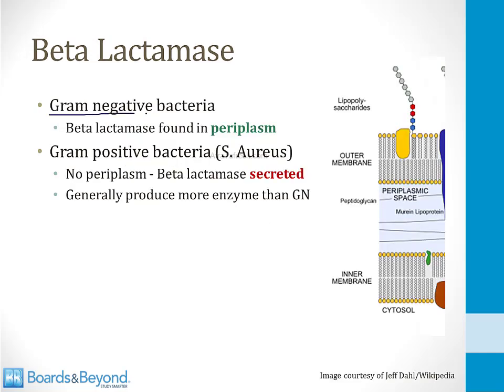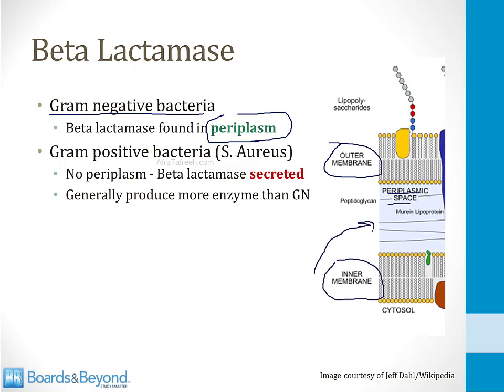In gram-negative bacteria that produce beta-lactamase enzymes, the enzymes can be found in the periplasm. On the right side of the screen is a drawing of the cell wall of a gram-negative bacteria. Recall that gram-negative bugs have an outer membrane followed by a periplasmic space followed by an inner membrane. It is in this periplasmic space or periplasm that you can find beta-lactamase enzymes in gram-negative bacteria. For gram-positive bacteria that produce beta-lactamase enzymes like Staph aureus, there is no periplasm, therefore the enzyme must be secreted into the extracellular space. For this reason, gram-positive bacteria that produce beta-lactamase enzymes generally produce more of the enzyme than gram-negative bugs because they must secrete it into the extracellular space.